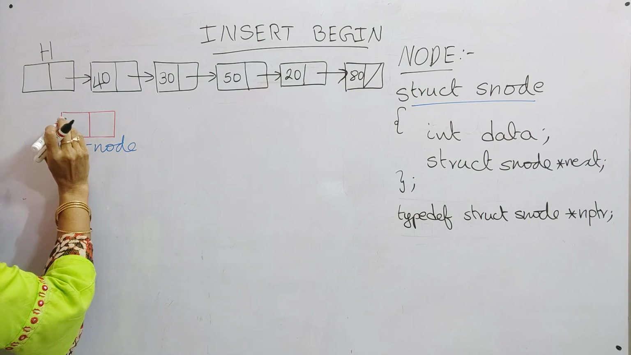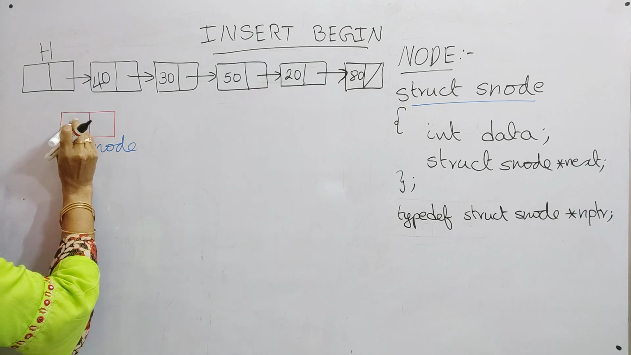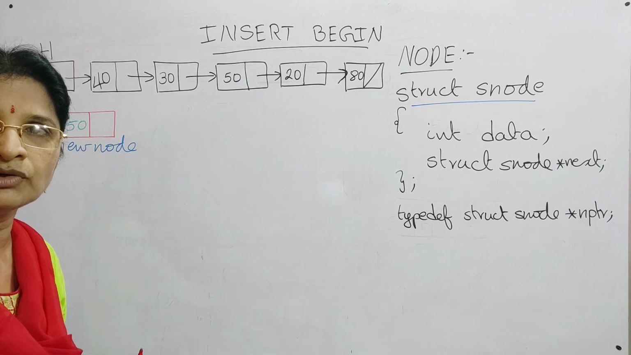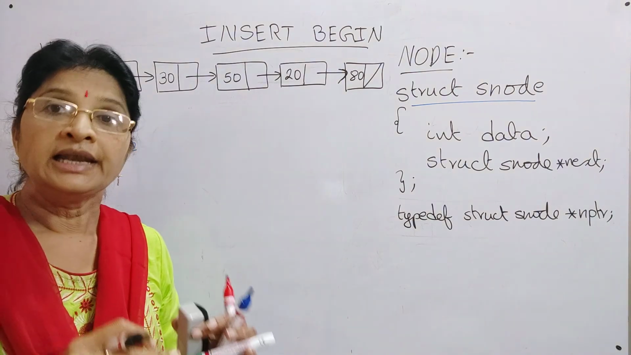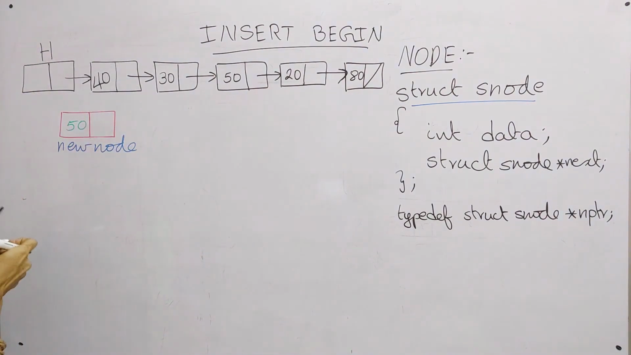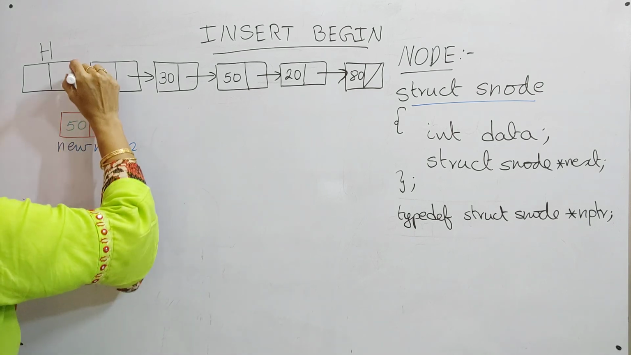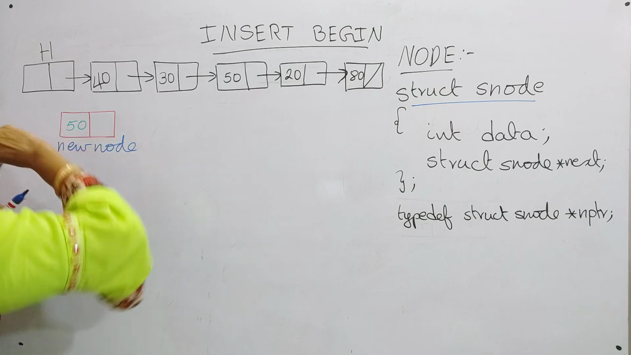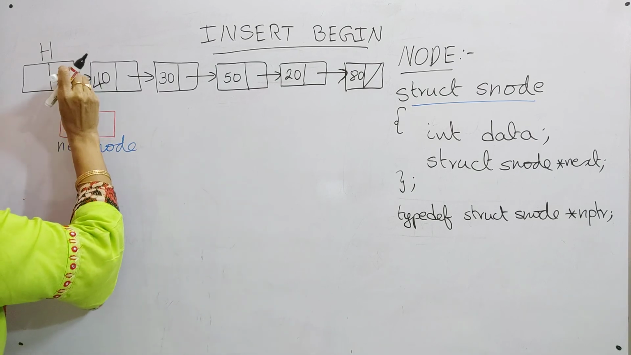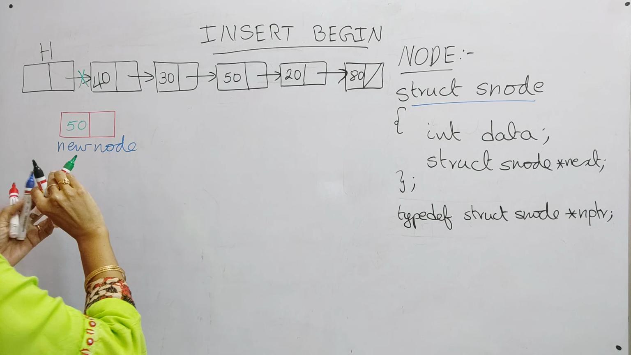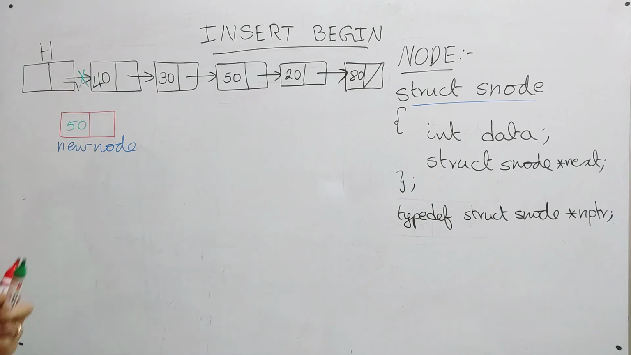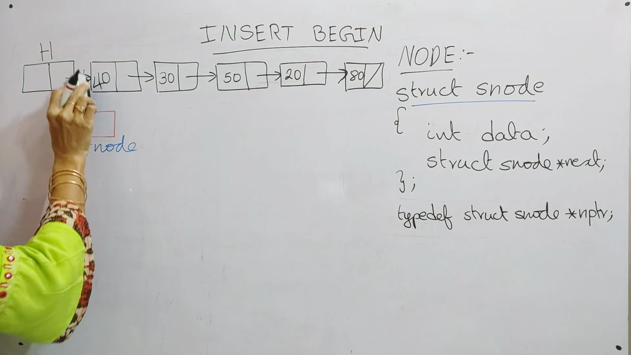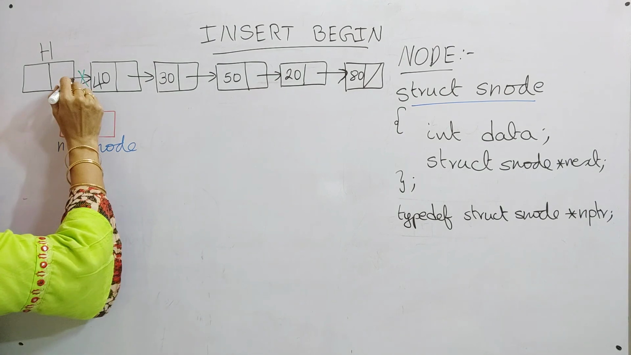For example, I say it is 50. So I am giving the data value, and then you have to modify the link parts. What you have to do here is remove this link and create new links. That is, the header node must point to this new node, because this must become the first node.